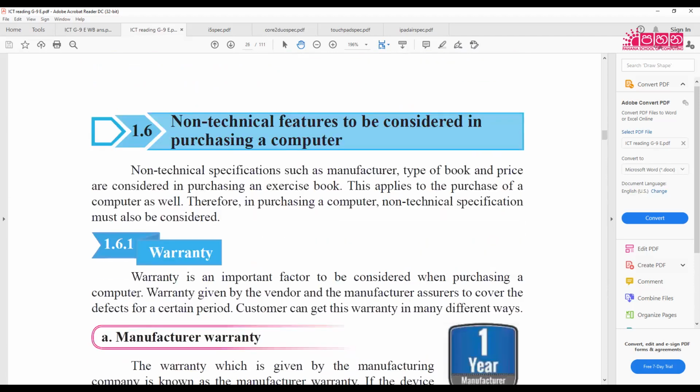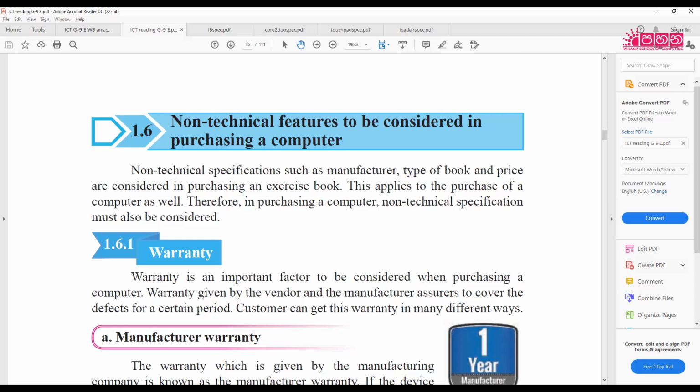Okay. Now, when you purchase a computer, what we have discussed so far is technical features. Processor speed, memory speed, hard disk capacity, they all come under technical features. But there are some non-technical features also you need to consider. Now, the first one is warranty. When you purchase something, there should be a guarantee that if something goes wrong within a particular period, they should look at it, right?